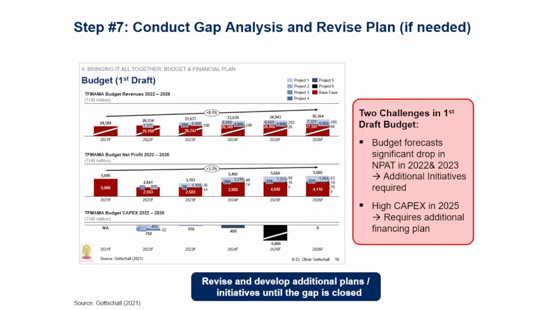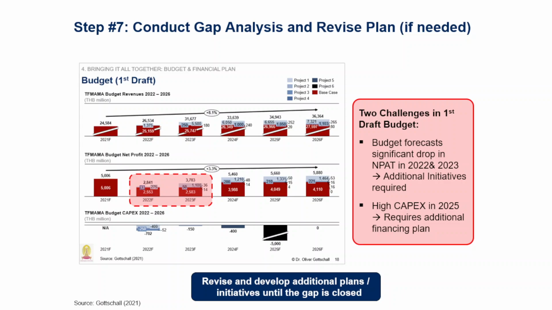Now we are basically done with the first draft of the budget, but we see already from the graph that we do have a challenge. First of all, what we see is that previously the net profit was actually declining over the next 5-year period, and this we have already turned around. So it's already increasing by 3.3% per year, which is positive. However, we see a big gap in the next 2 years.